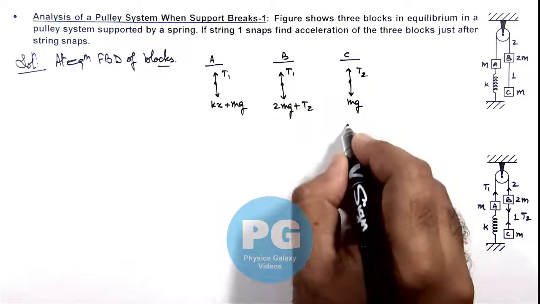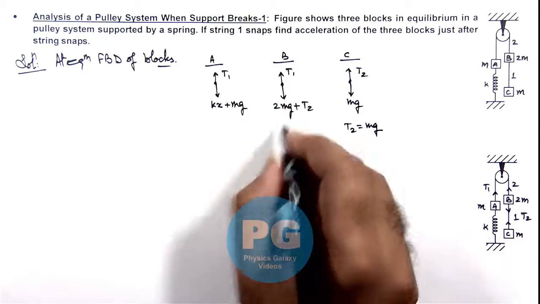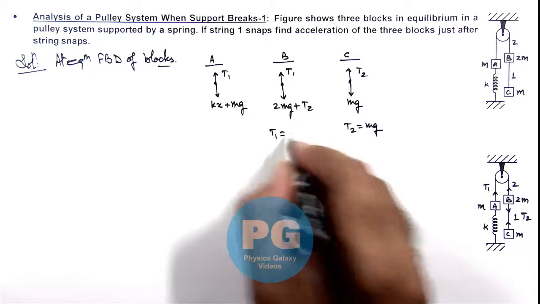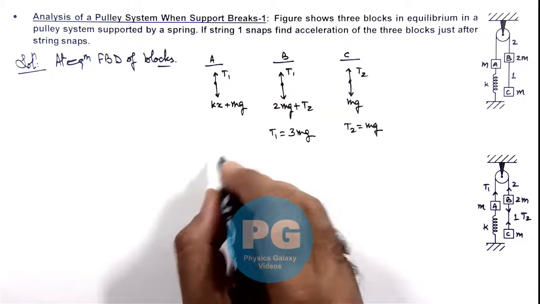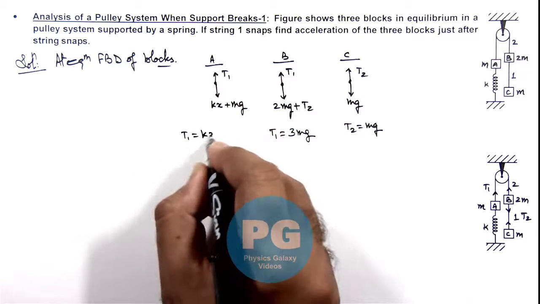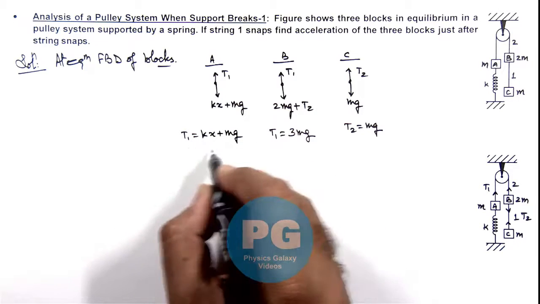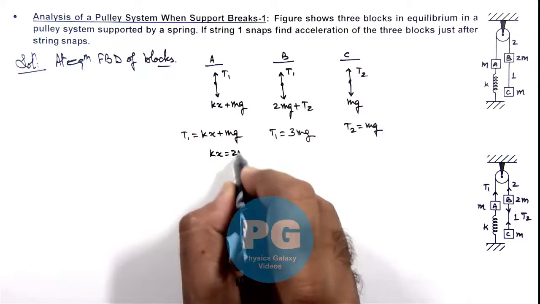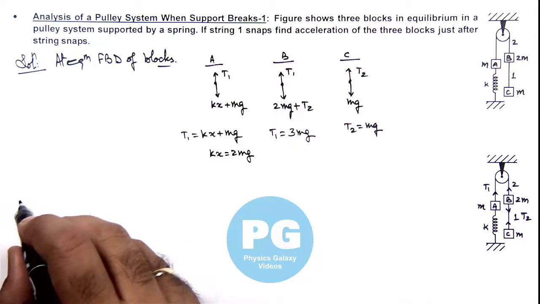So for equilibrium we can write the value of T2 as mg. For block B we can write T1 is equal to 2mg plus T2, which will be 3mg. For block A, T1 is equal to Kx plus mg. So if we substitute the value of T1 here, the value of Kx we get is 2mg. This is the force acting on the block due to the spring in the downward direction.